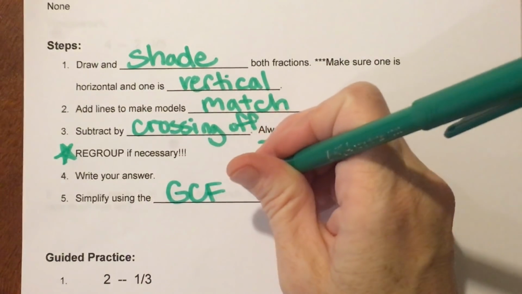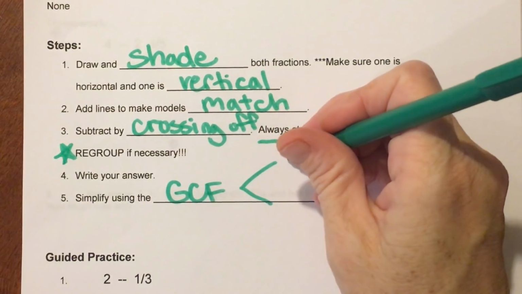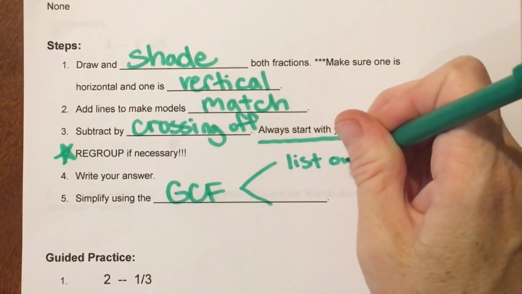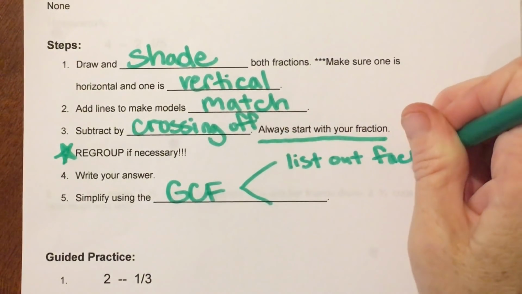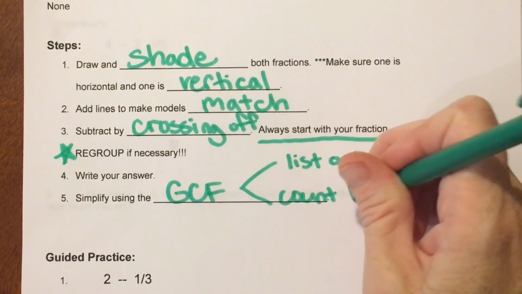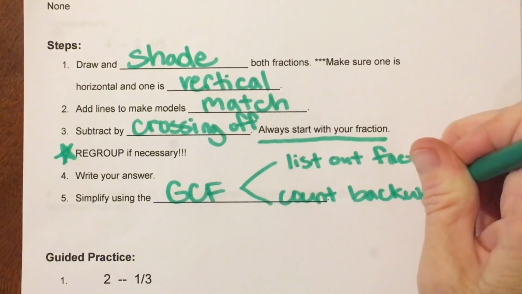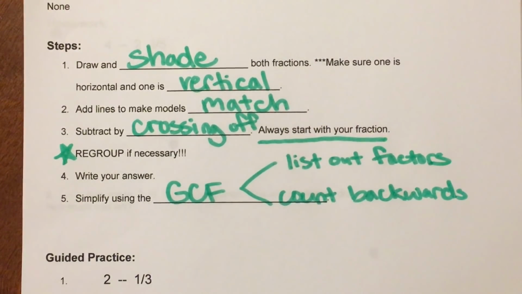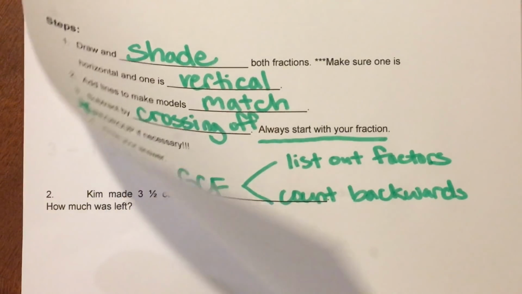And in last night's video we talked about you could list out factors to find the GCF, or we said you could count backwards and find the GCF in your head. It's whatever you feel works best for you. Okay, so what does this really look like?